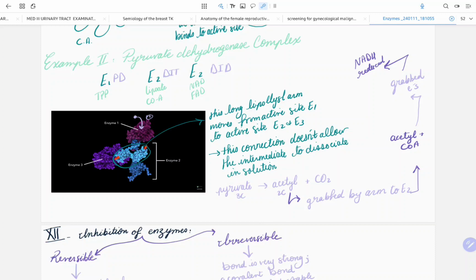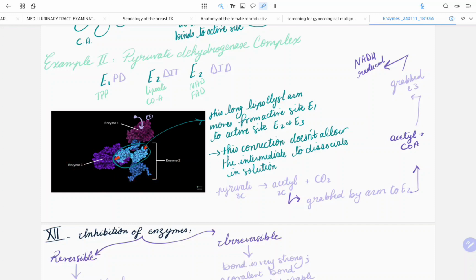So let's say pyruvate binds to this enzyme, and it binds on the active site, and it becomes acetyl, and carbon dioxide is released. And then what happens is that enzyme 2, through its arm, binds to this acetyl, right? And it takes it to enzyme 2. In enzyme 2, it's bound to CoA. This is another thing related to cellular respiration. And then enzyme 2 grabs the electrons from the compound that is acetyl CoA and donates them to enzyme 3, where NADH can be reduced.